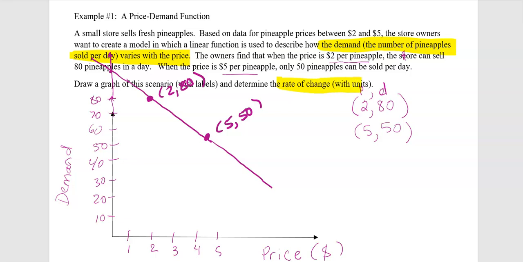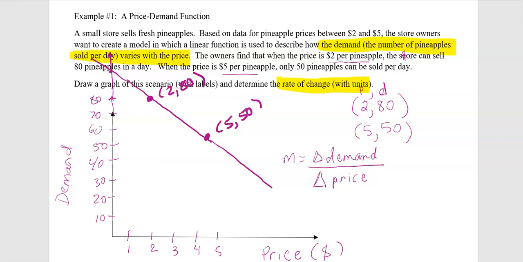The next thing we have to determine is our rate of change with units. So this is going to be our slope. Change, and I'm going to use words here. Change in y is going to be the change in demand. So delta demand over the change in x will be the change in price. So when we include our units, they are going to be pineapples per dollar. And we're expecting this to be negative because we can see that our line is sloping downward.